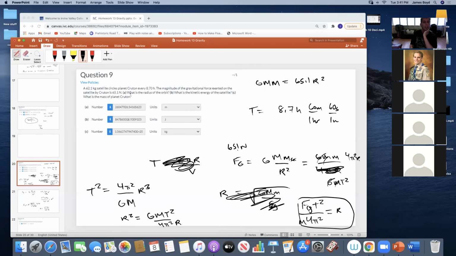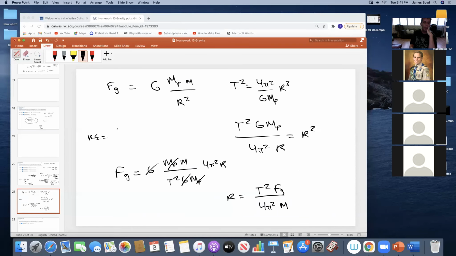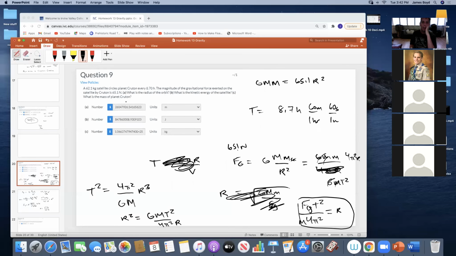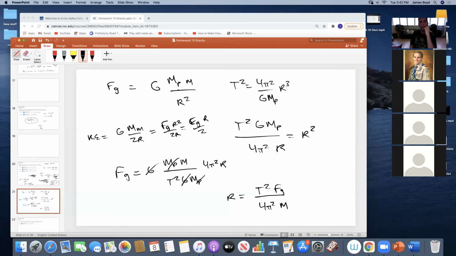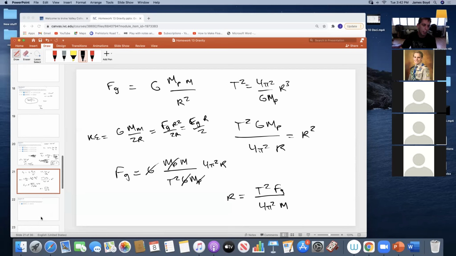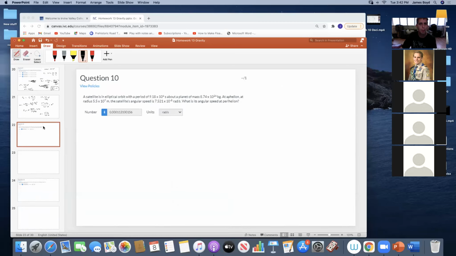Okay, once we've done that, we want the kinetic energy of the satellite and the mass of the planet. The kinetic energy is equal to GMm over 2R. We know that GMm is F_G R squared. So F_G R squared over 2R is F_G times R over 2. And that's the kinetic energy. What is the mass of the planet? Well, once you know R, you can get the mass of the planet because you know F_G. So that one's not too hard. It's really just figuring out how to set it up, which is kind of a pain.